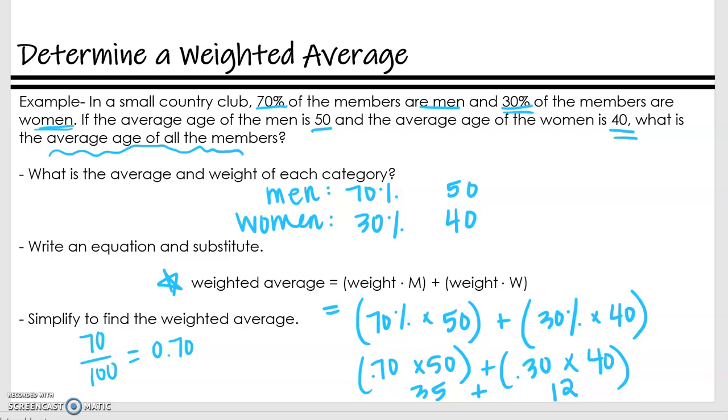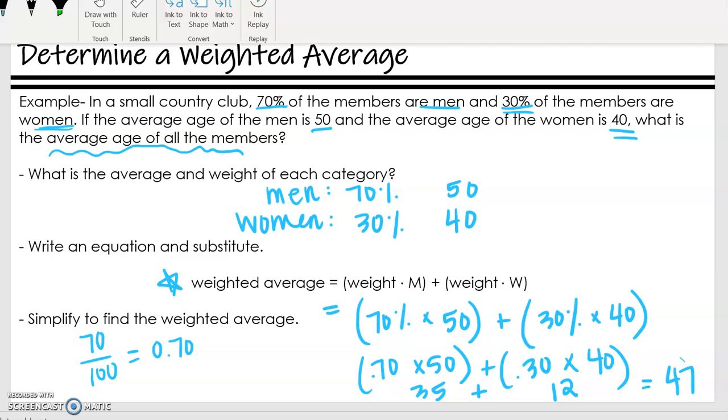Therefore, we would add those together, 35 and 12. And that is 47. Therefore, the average age of all of the members is 47 years old.